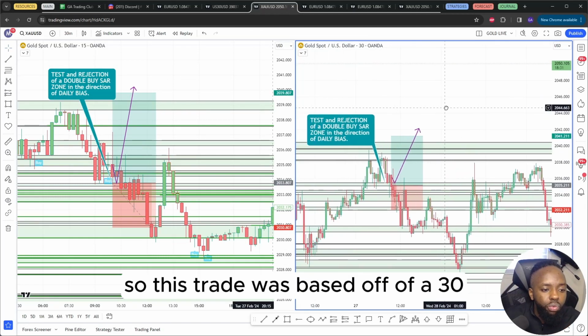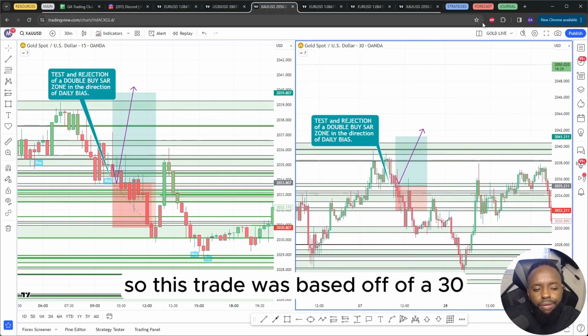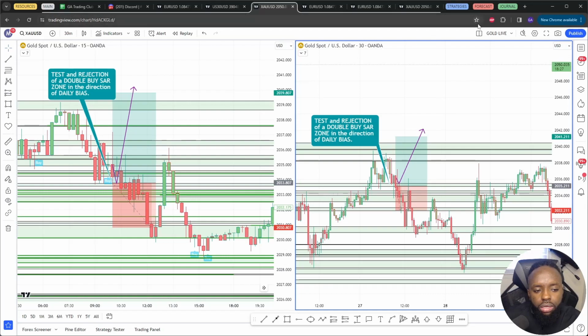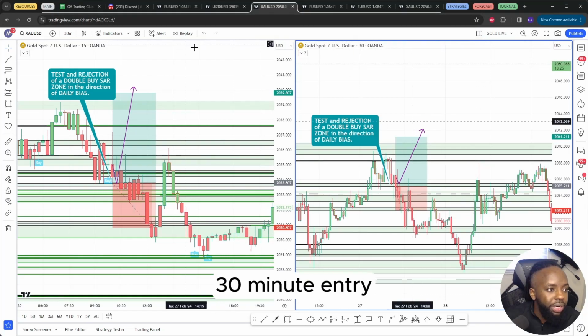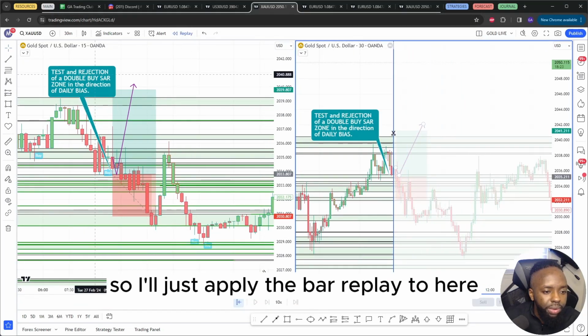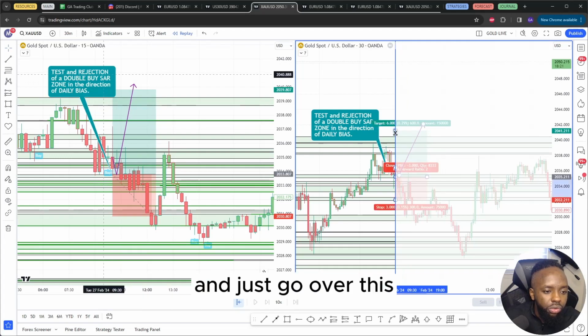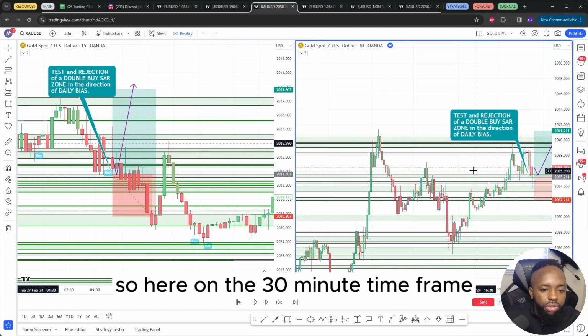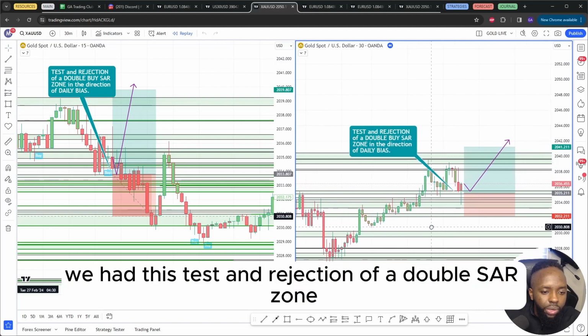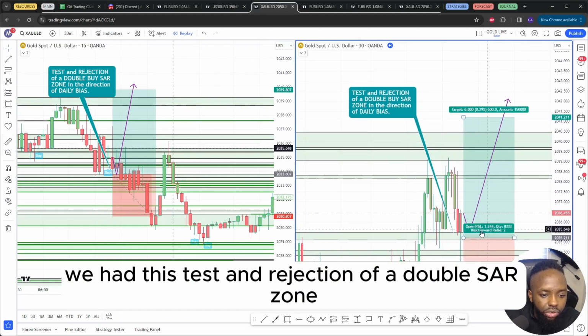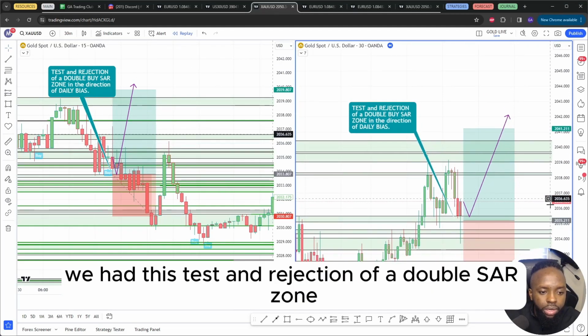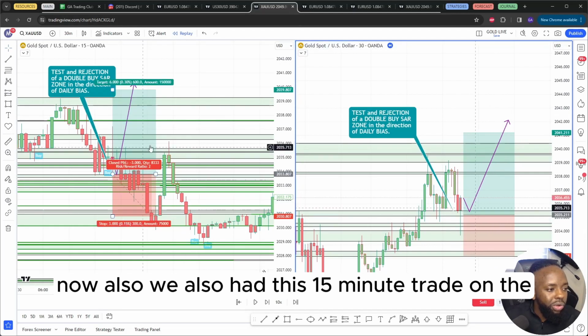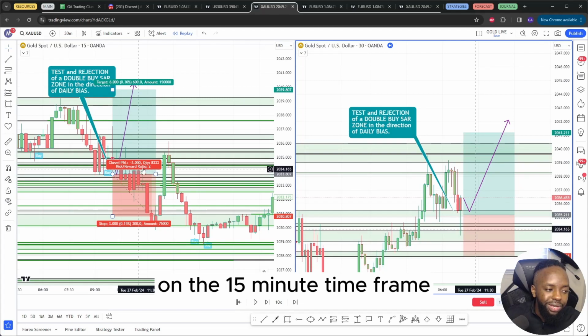So this trade was based off of a 30 minute entry. I'll just apply the bar replay tool here and go over this. Here on the 30-minute time frame, we had this test and rejection of a double SAR zone. Now we also had this 15-minute trade on the 15-minute time frame.